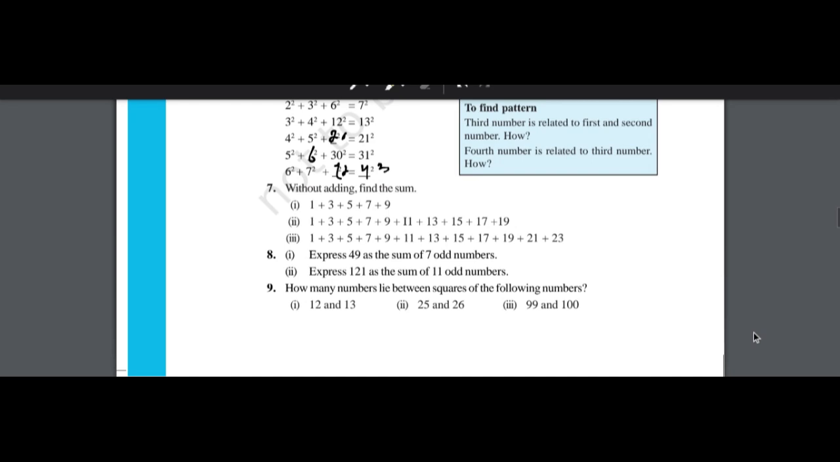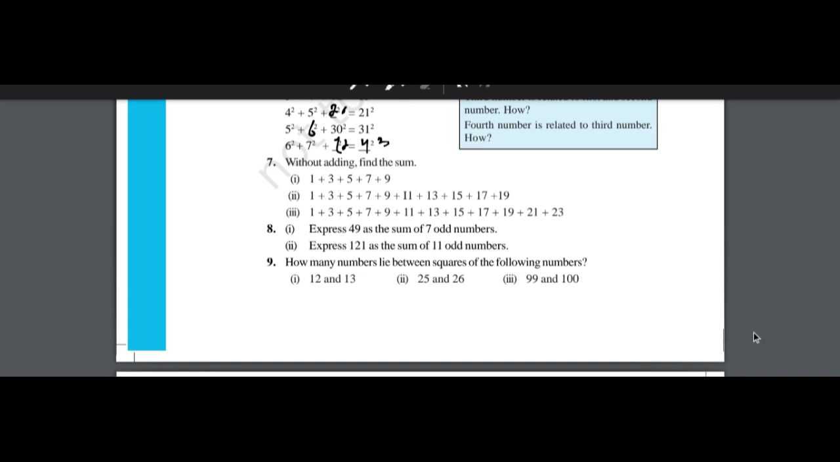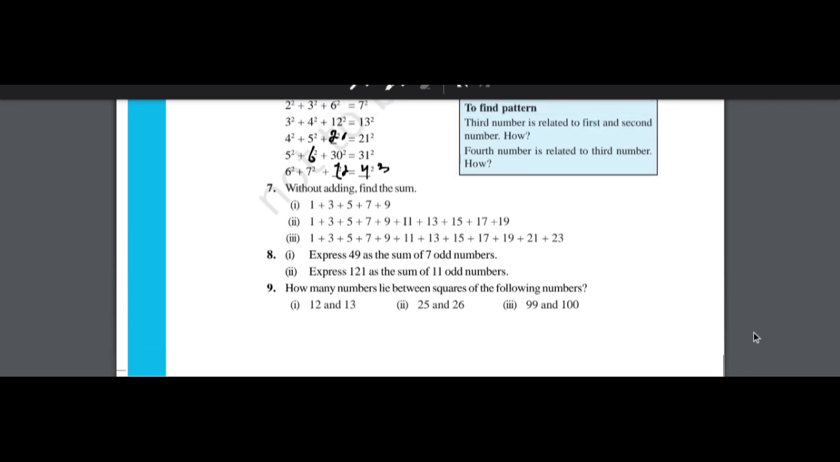Okay, question number 7. Without adding, find the sum. We don't have to add. We just have to tell the answer without adding. How? Like 1 plus 3 plus 5 plus 7 plus 9. We have to find the sum of the first 5 odd natural numbers. How can we do that?